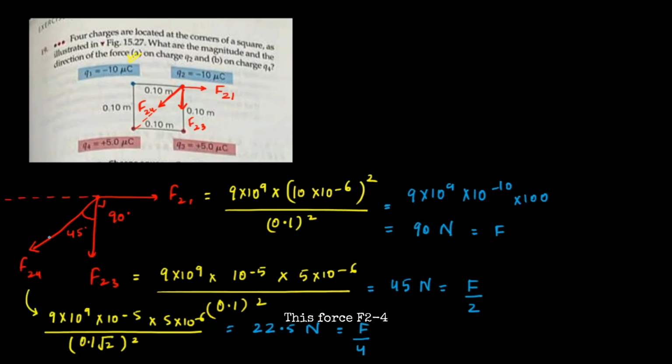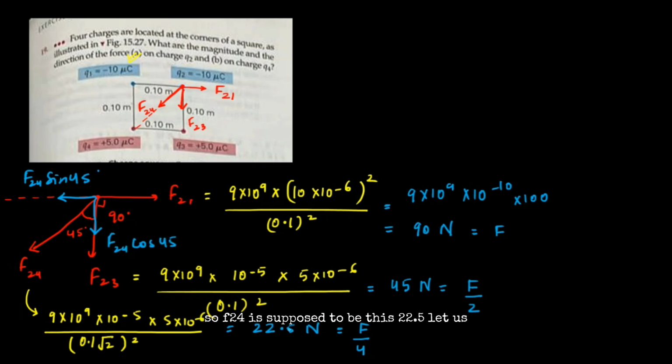This force F24 will have two components, one along this direction and one along this direction. Do you know how to find the component? It's sine and cos, right? So F24 here we can write as F24 sine 45, and here it is going to be F24 cos 45.